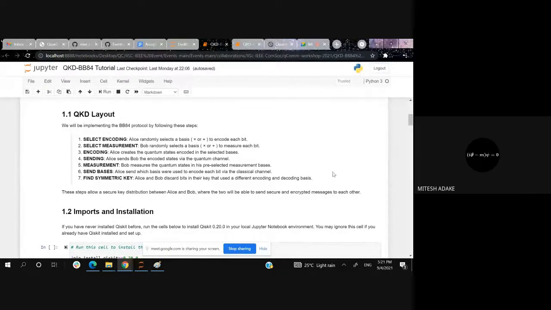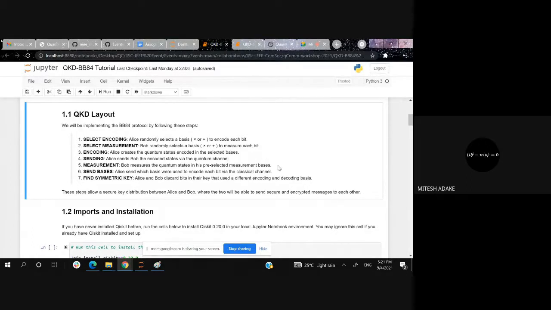So we'll first select the basis for Alice, which she will use to encode later on. And same with Bob, but here Bob will receive the encoded message from Alice and use that for the measurement. And in the third step, we'll use the basis that was formed in the first step to encode the bits into it, and then send these encoded qubits to Bob through a quantum channel.